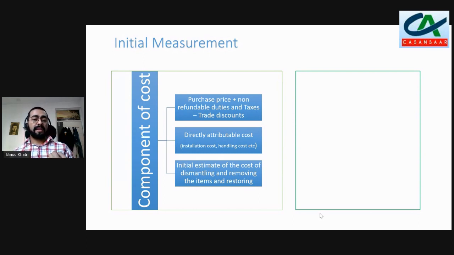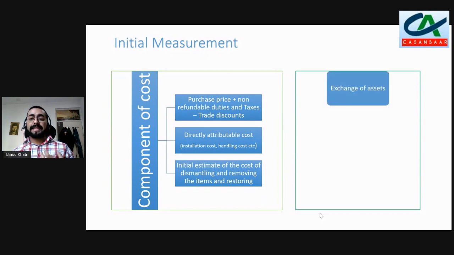So that is how we calculate the initial measurement cost of PPE: purchase price plus non-refundable duties and minus trade discount, plus any directly attributable cost and any initial estimate of the cost of dismantling and removing the item from the original place and restoring that place.